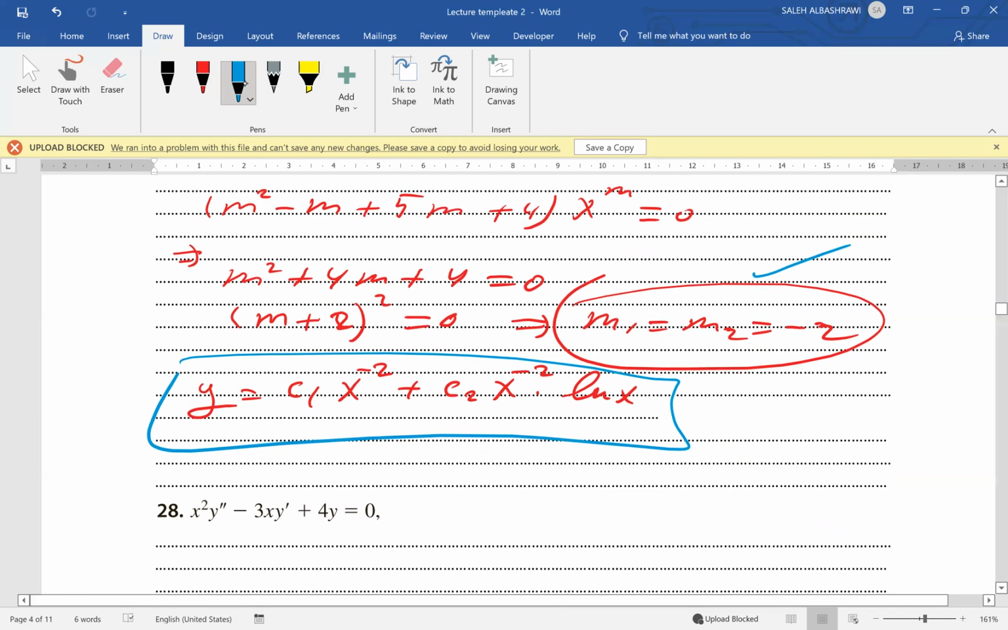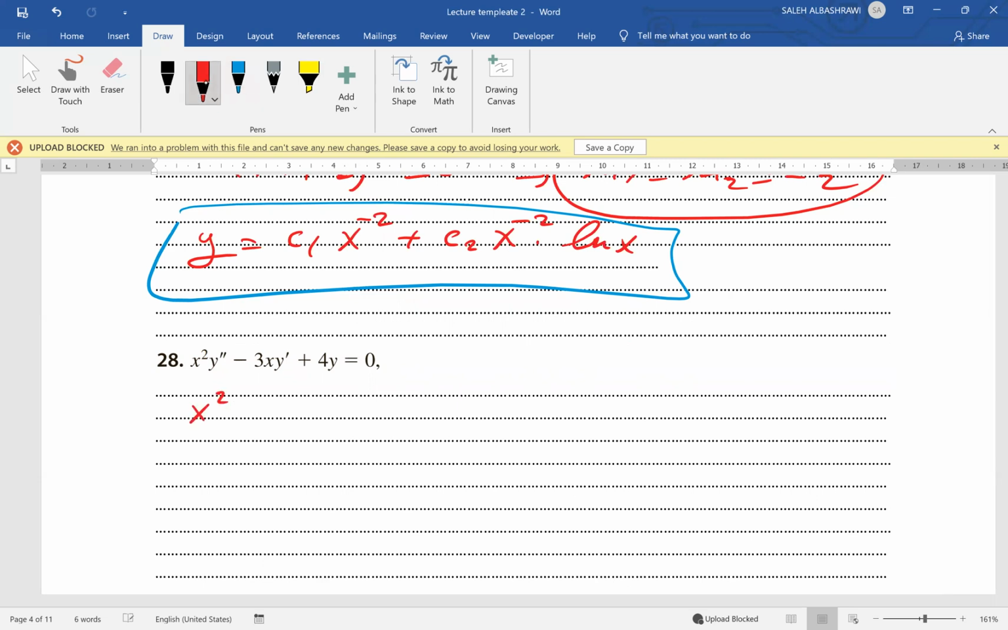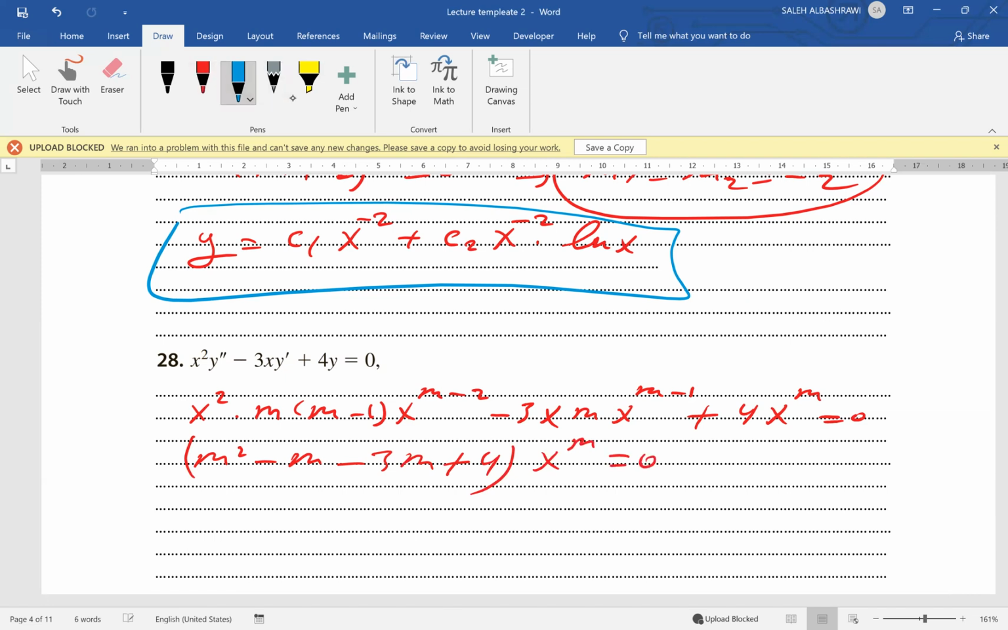One more example. If I have x squared y double prime minus 3x y prime plus 4y equal to 0. Similarly, this will give me x squared multiplied by m times m minus 1 times x to power m minus 2, minus 3x multiplied by the first derivative, which gives m x to power m minus 1, plus 4 x to power m equal to 0. So this will give me m squared minus m for the first one, minus 3m, plus 4, all multiplied by x to power m equal to 0. Again, we just multiply the x, so that this gives x to power m. So x to power m is a common factor.